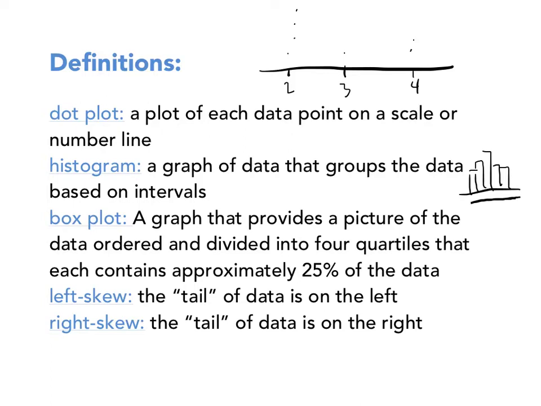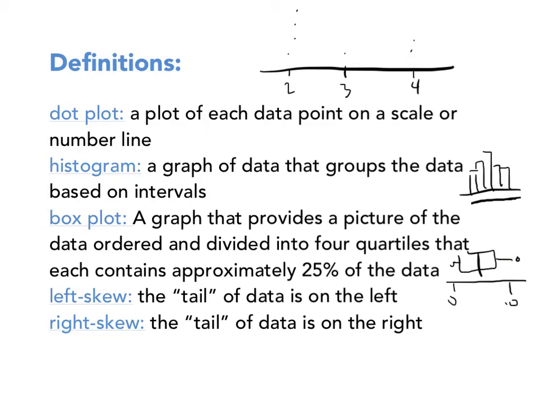And then a box plot is a graph that provides a picture of the data ordered and divided into 4 quartiles that each contains approximately 25% of the data. So we're going to go into box plots a lot. But what they look like is you have a number line. Let's say that this is 0 and this is 10. And then you have a box, and the boxes have little things called whiskers, and they're divided. And each of these lines, so this line and this line, represent quartiles. And then these dots on the whiskers represent the minimum and maximum.